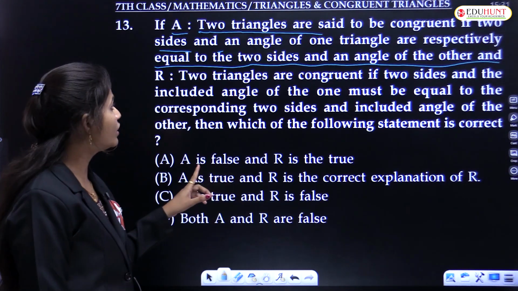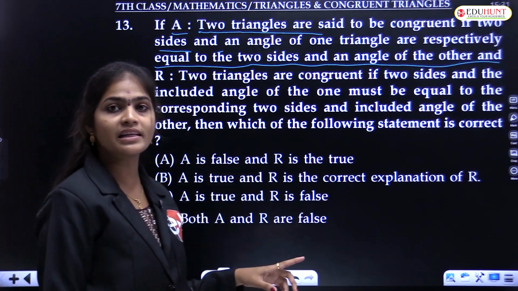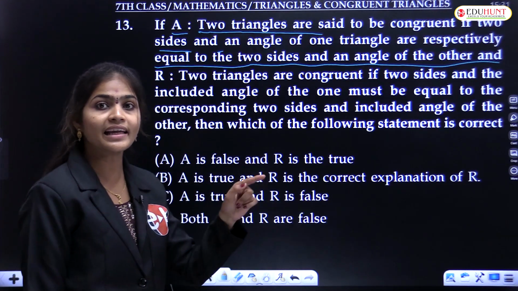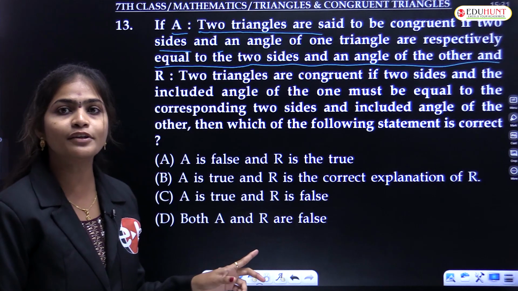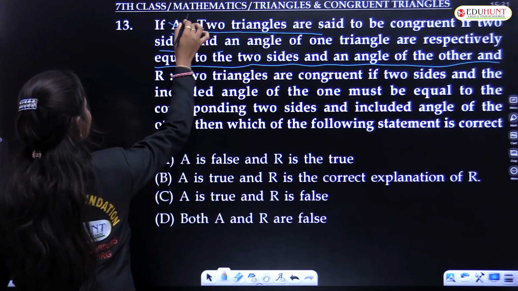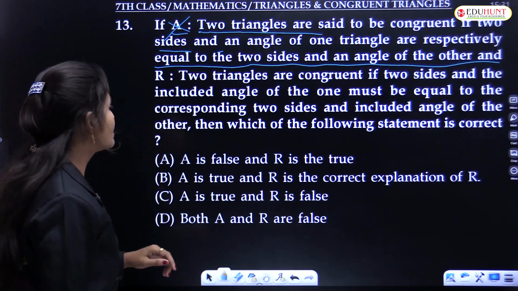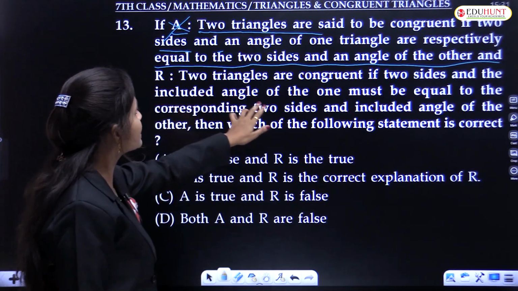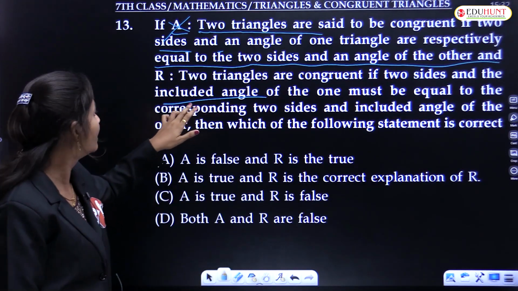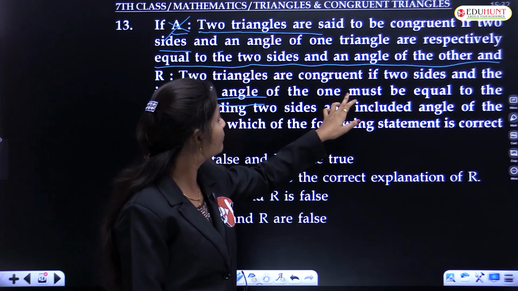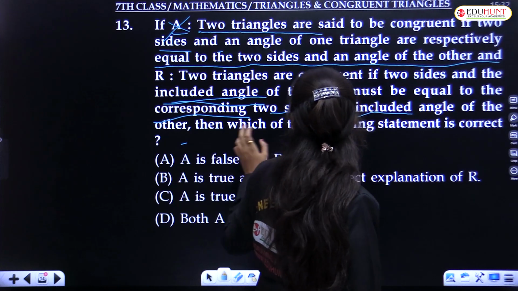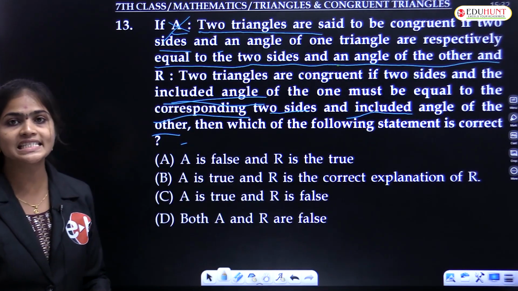Okay. So what I told you, if two triangles are congruent, we can say by using that SAS congruency. Two sides are given and its included angle must be equal. Then only we can say those two are congruent, right? So here the included angle is not given, so that's why the assertion is false. Okay, so next, the reason says two triangles are congruent if two sides and the included angle of one must be equal to the corresponding two sides and included angle of the other. Then which of the following statements is correct?